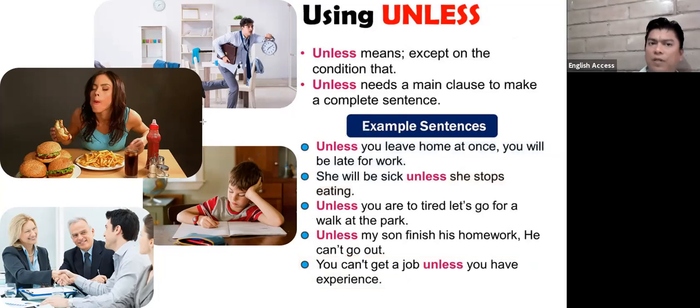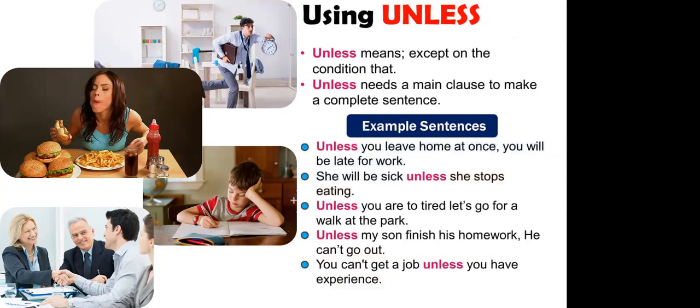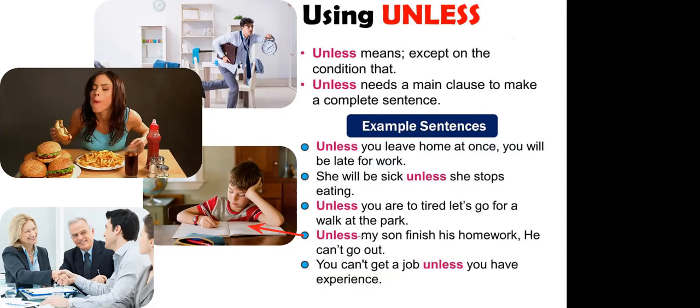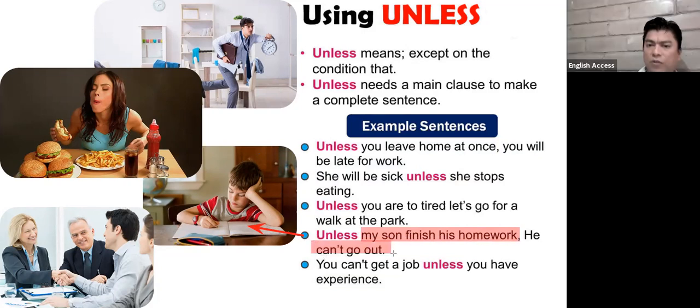Okay, can we go to the next one? Unless my son finishes his homework, he can't go out. So what is the condition and what is the result? The condition is unless my son finishes his homework. And the result is he can't go out. To change the result, we need the condition. The condition is necessary to change the result.